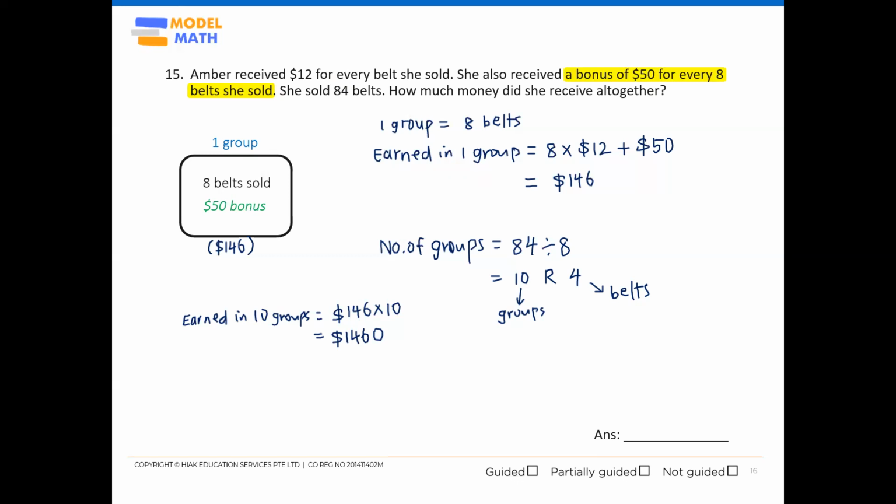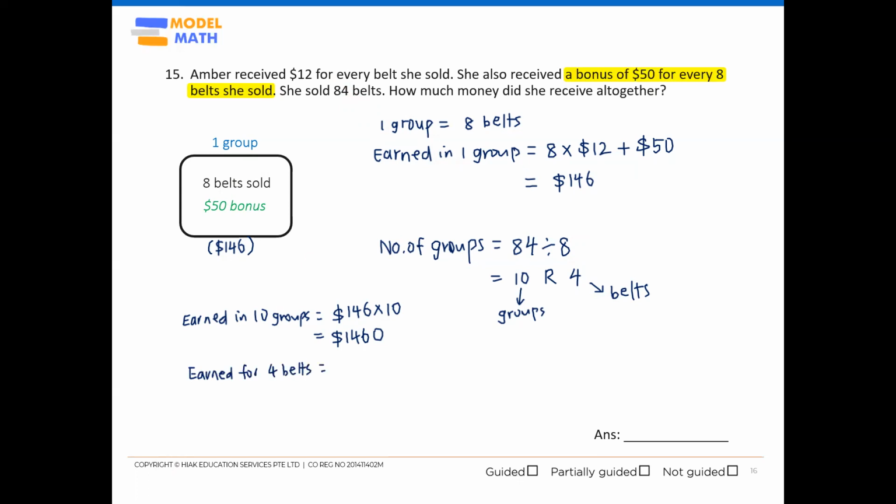But is that all that she sells? Did she just sell 10 groups? This is where you have to consider your remainder. Think about what is the significance of this remainder 4 belts. Did she sell these 4 belts? The answer is yes, she sold these 4 belts because don't forget, she sold 84 belts. 10 groups is only 80 belts, right? 10 times 8 is only 80 belts. So definitely this remainder 4 belts is part of the 84 that she sells. So you need to find out how much she earned for the 4 belts.